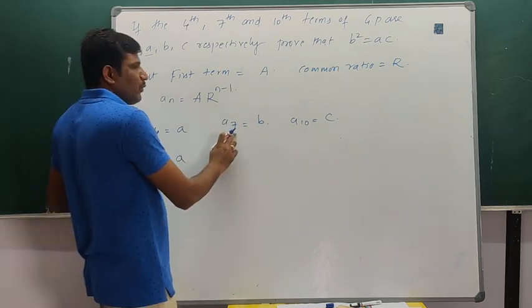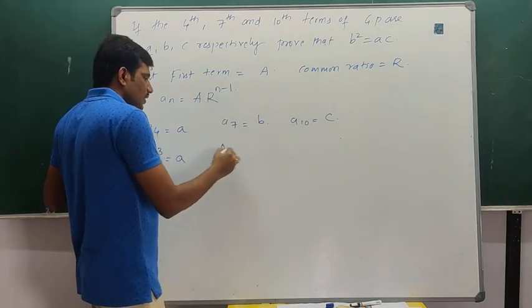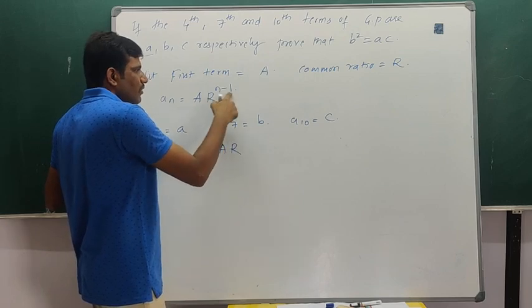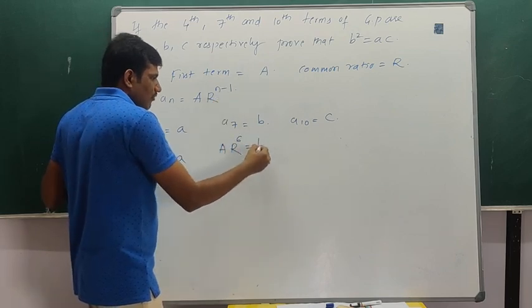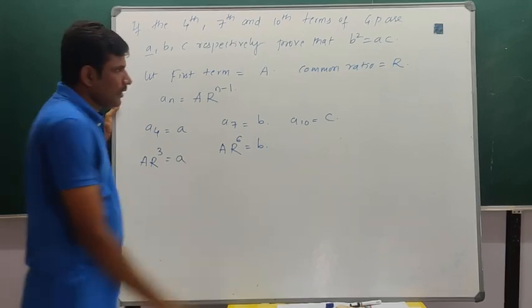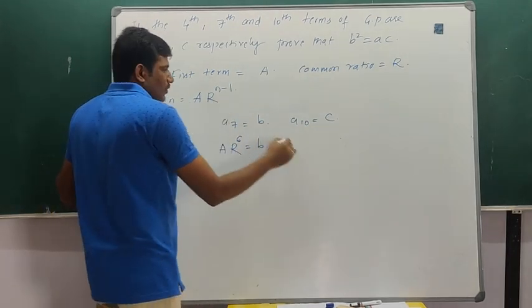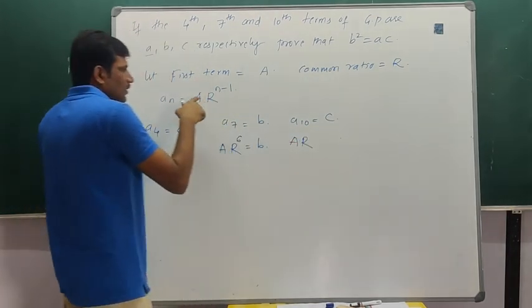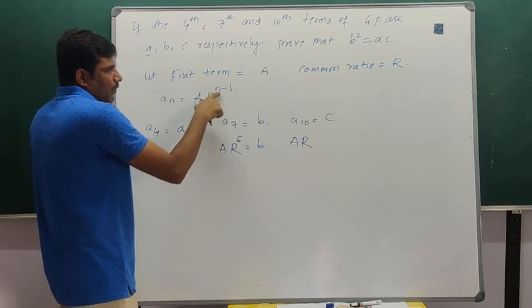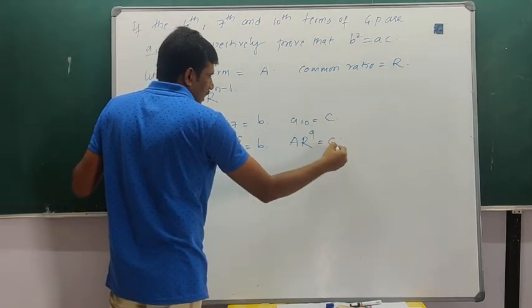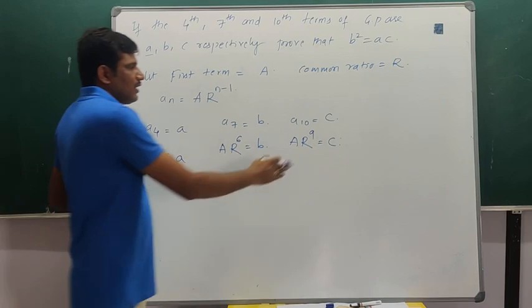Similarly, put n is equal to 7. AR raised to 7 minus 1. What is 7 minus 1? 6. That value is B. Next, A10, so put n is equal to 10. AR raised to 10 minus 1 is 9. So that value is C.